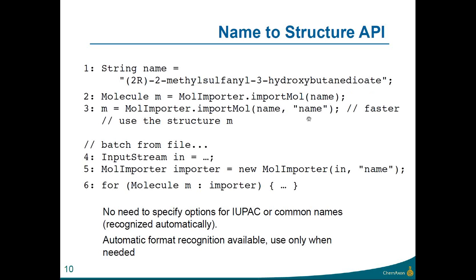So if you know the format, then it's better to specify it. And then once you have the structure M, you can use it in whatever way the ChemAxon API allows you: either put it in a database, or generate an image, or a string representation in another format. So that was for converting one name.